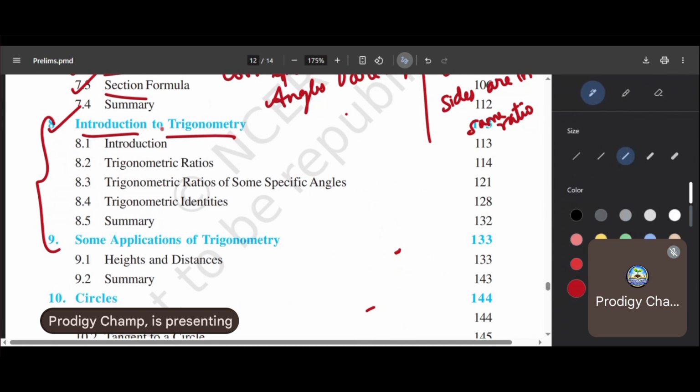Got it? So trigonometry means the right angle triangle. If this is the 90-degree, the side which is opposite to the 90-degree, it is called the hypotenuse.